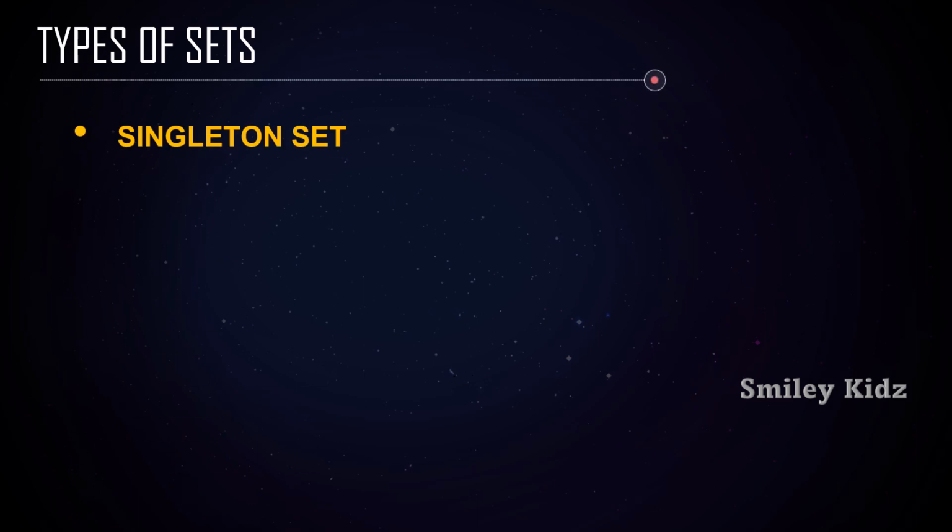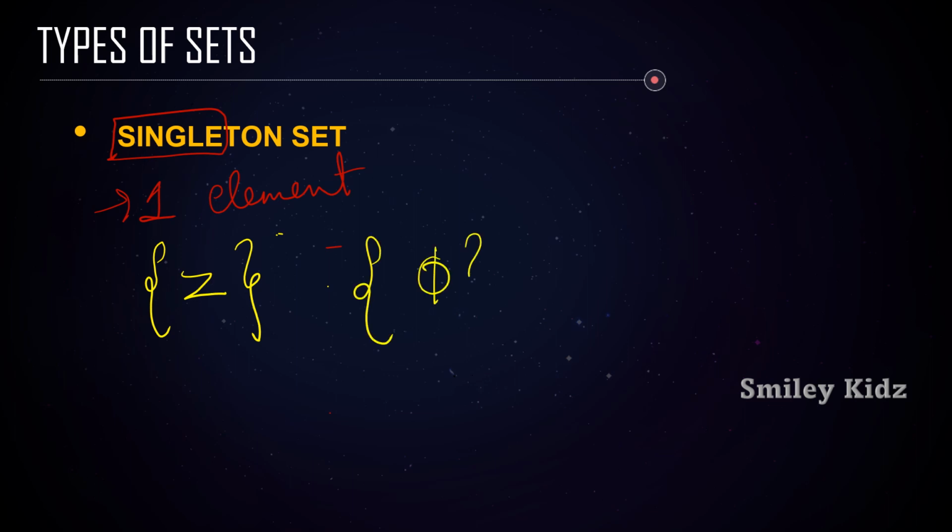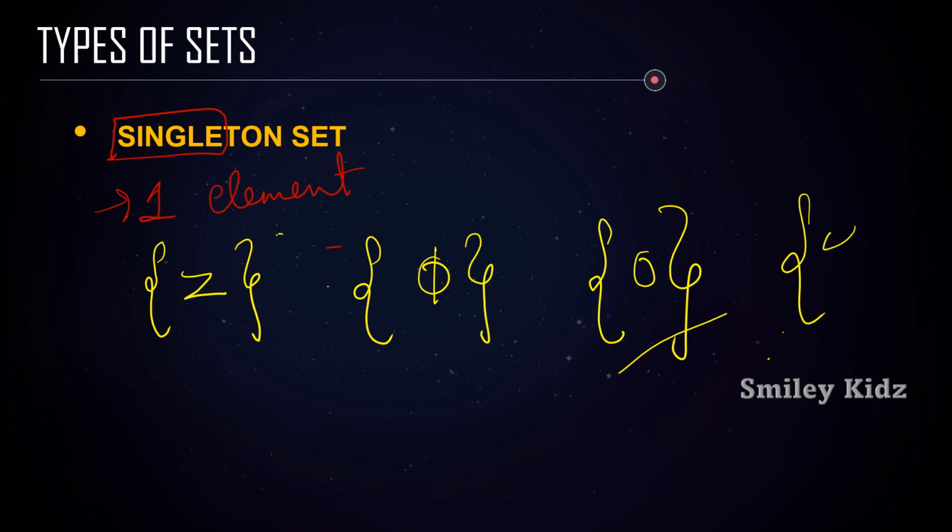Moving forward, we have the singleton set. The word itself says it is single. That means there is only one element. Now, let us take infinite number of examples. There are many, isn't it? They are very, very easy. Here, let's suppose I have this. All of these are singleton sets.